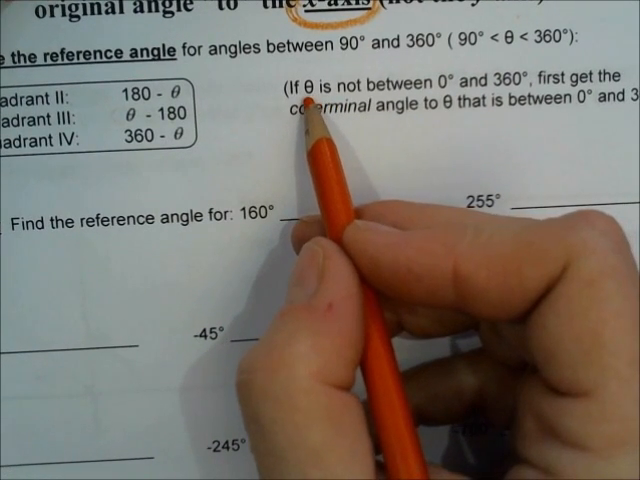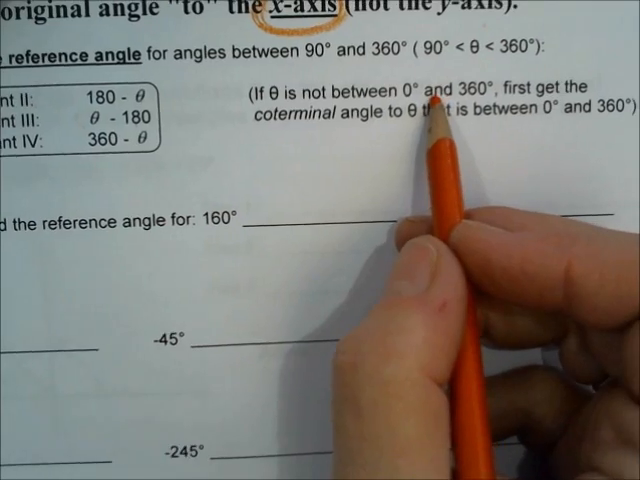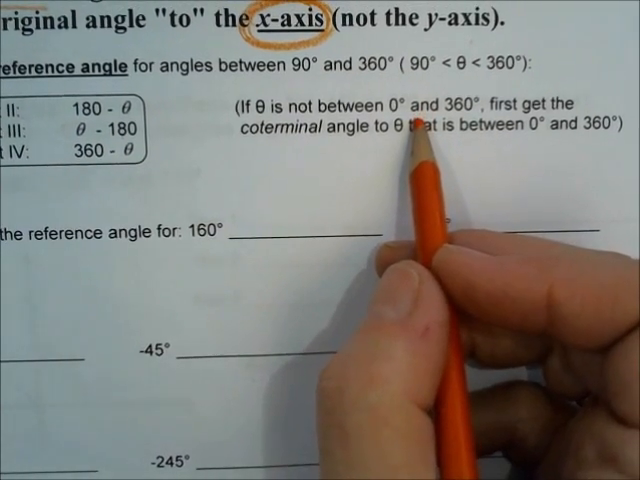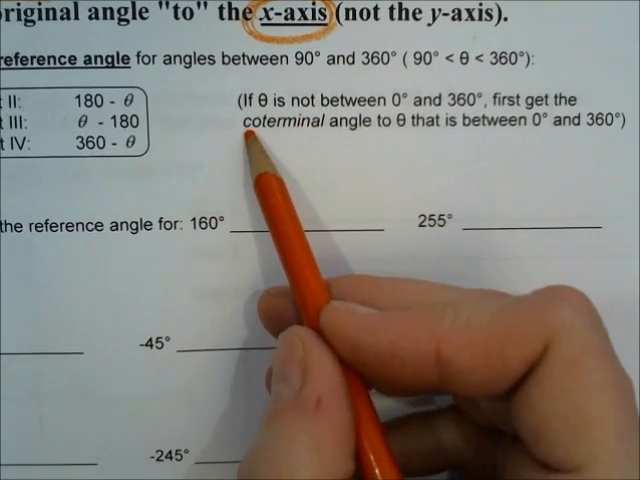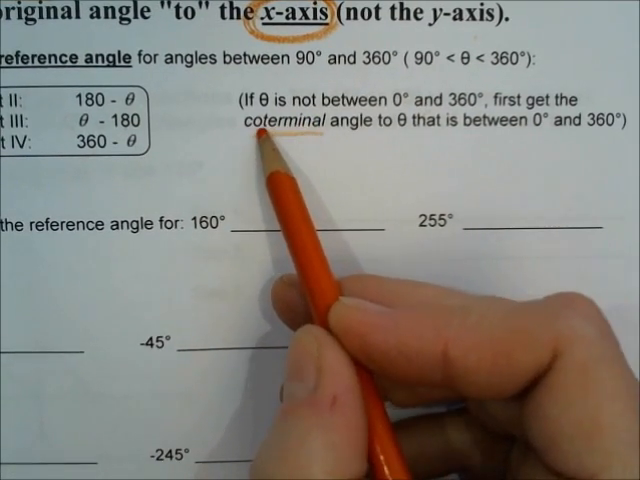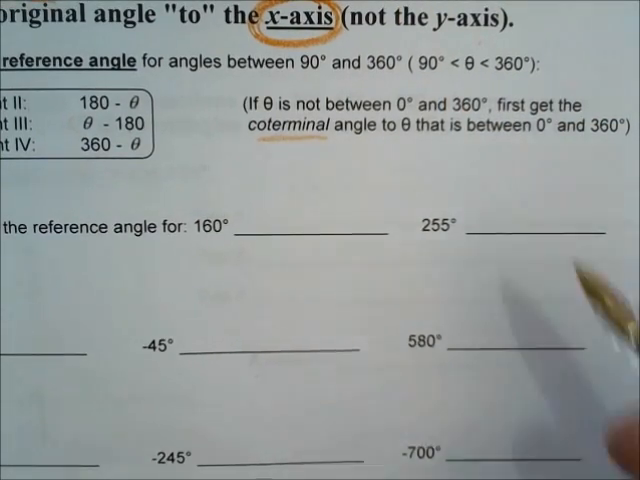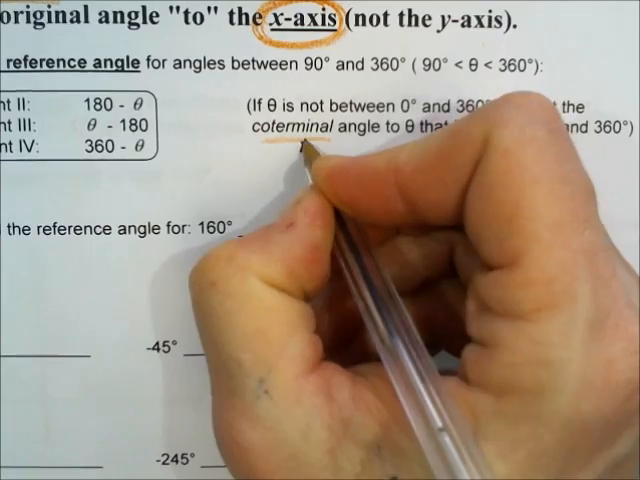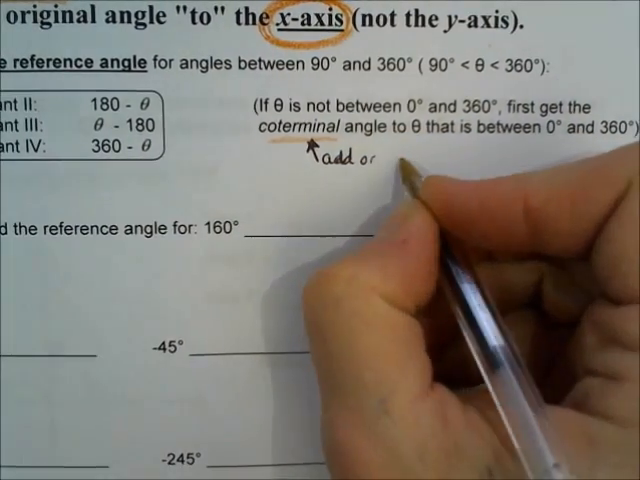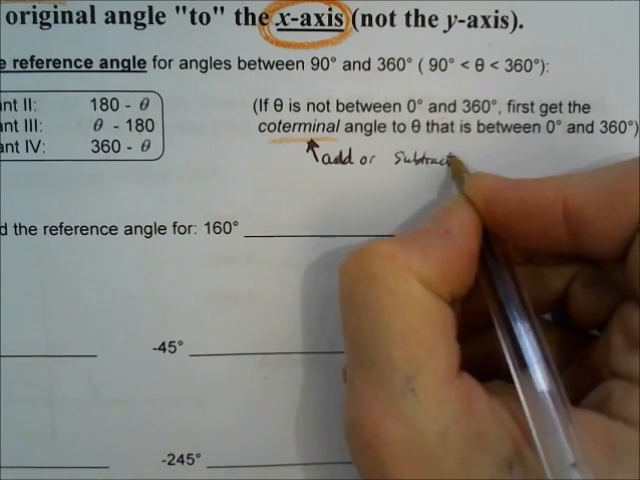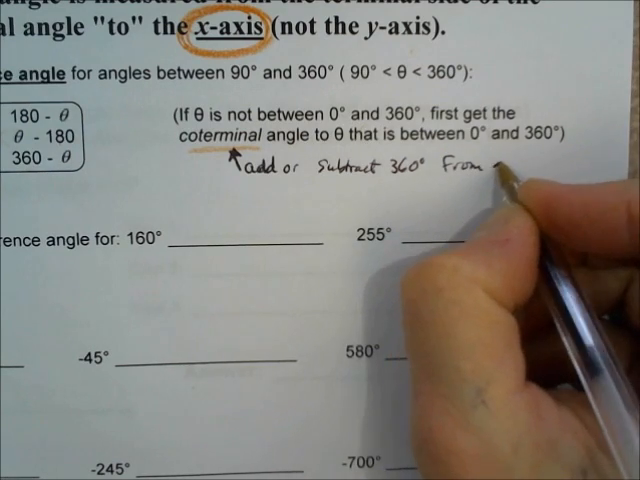You have to just be careful. Sometimes the angles that are given to us are not between 0 and 360 degrees like all of these were. And what we have to do in that case is we have to get a coterminal angle to the given one, which means we either add or subtract 360 from what we're given. So I'll just remind you how to get a coterminal angle. You're going to add or subtract 360 degrees from the given angle.